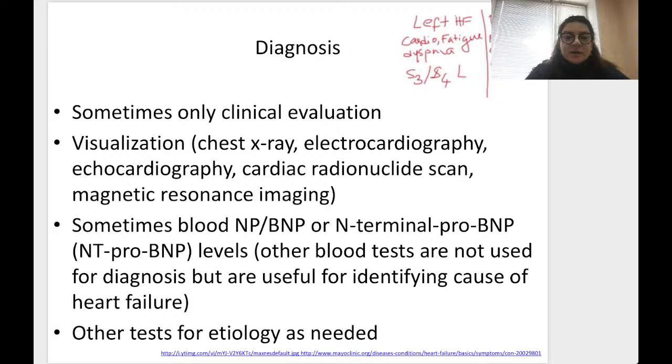Other blood tests are not used for diagnosis, but they are useful for identifying the cause of heart failure and complications. We usually check kidney function, liver function, lipidogram, coagulogram. We need it in a patient with heart failure. And according to etiology, we need some other tests.